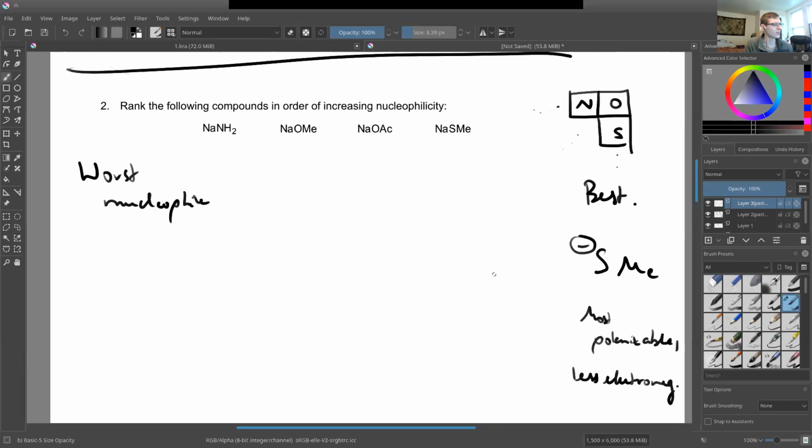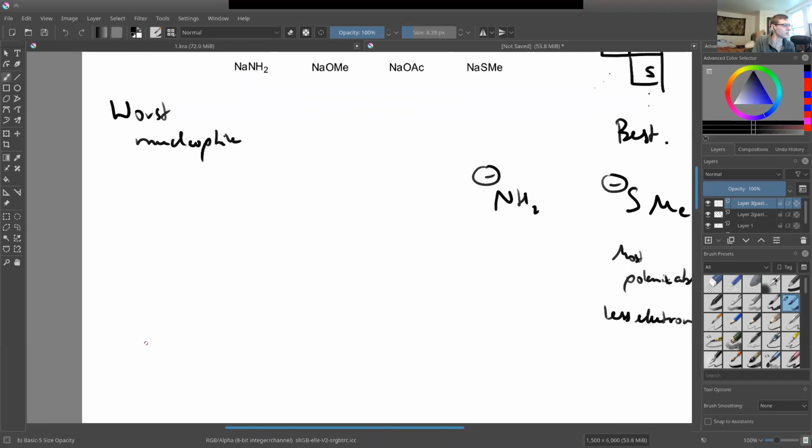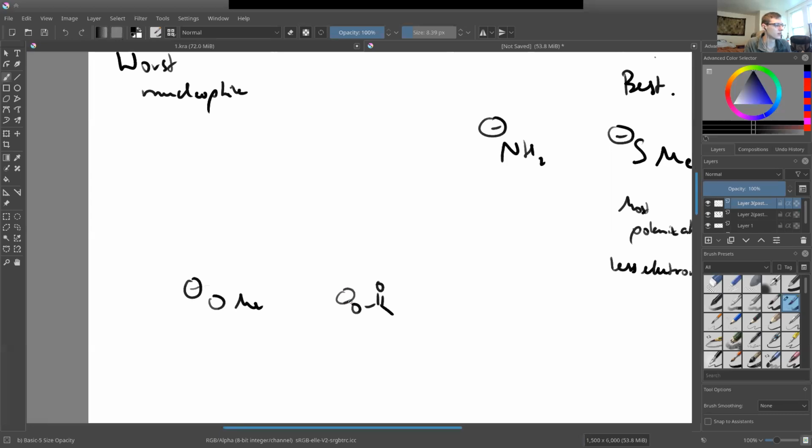Well, from there, what is next? Going off the electronegativity, N is better than O. Yeah, I would say so. Okay. So this NH2 is going to be better, right? Okay. And now we're left down to the two oxygen ones. So here we go. We have an O-methyl and an O-acetate, which we're comparing this with this guy here. Okay.